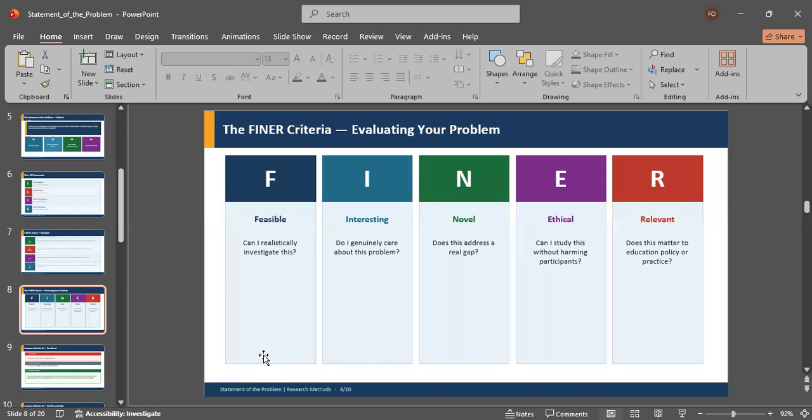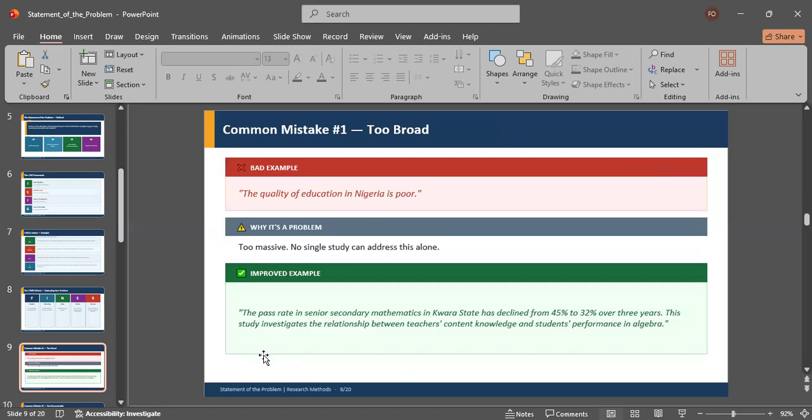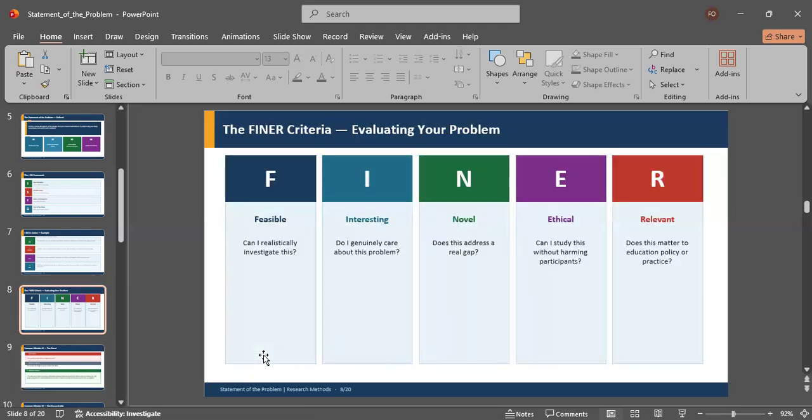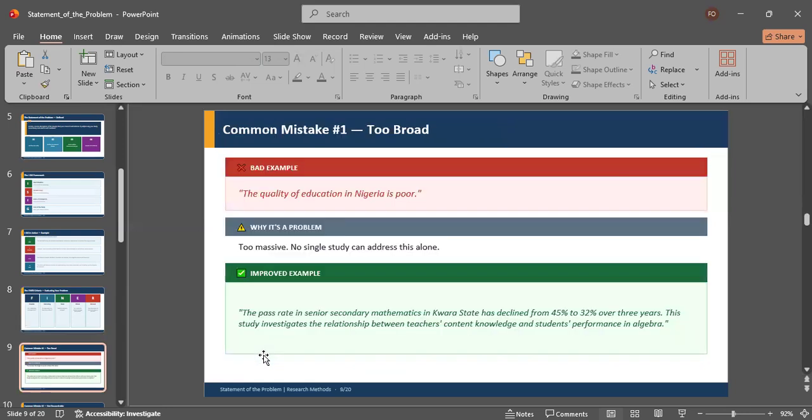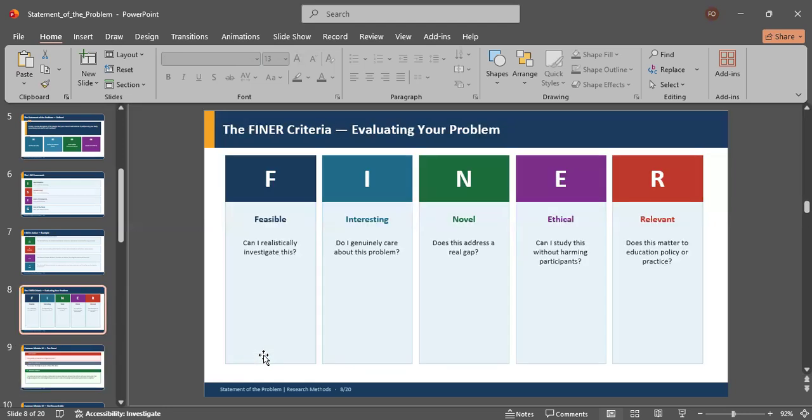Okay. So let's proceed. Like I said, I will give us a couple of classwork today. We are going to do a couple of classwork, but let's just proceed. Now, common mistakes. We are going to be looking at a couple of mistakes that people make when they're writing a statement of the problem.